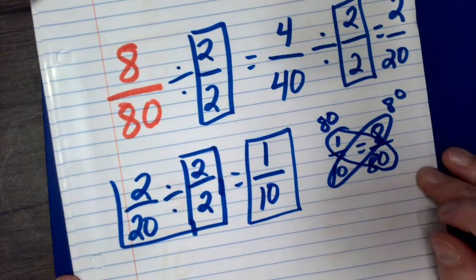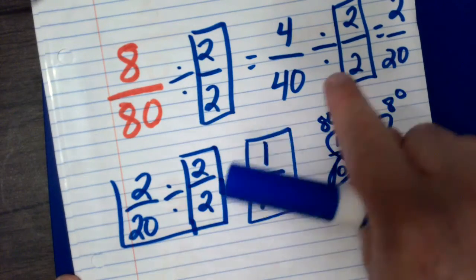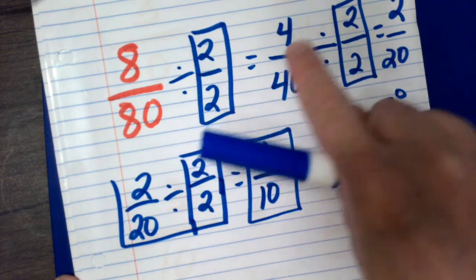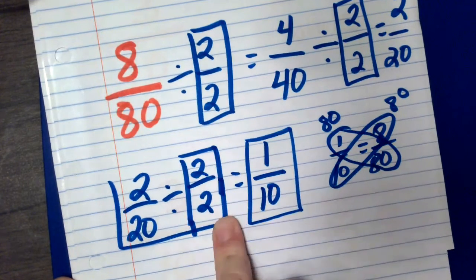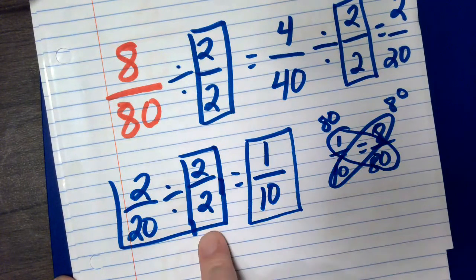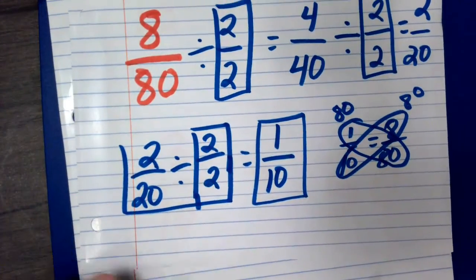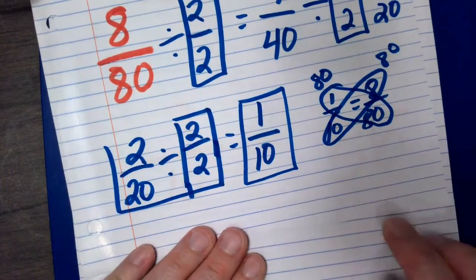I hope you can see that instead of doing this repeated thing, which is dividing by 2 halves, divided by 2 halves, divided by 2 halves, instead of doing it 3 times, if I find the greatest common factor, it will be a little bit less work for me. So I'm going to go ahead and show you how to find the greatest factor of 8 and 80. I'm going to do that right here on the bottom of my paper.